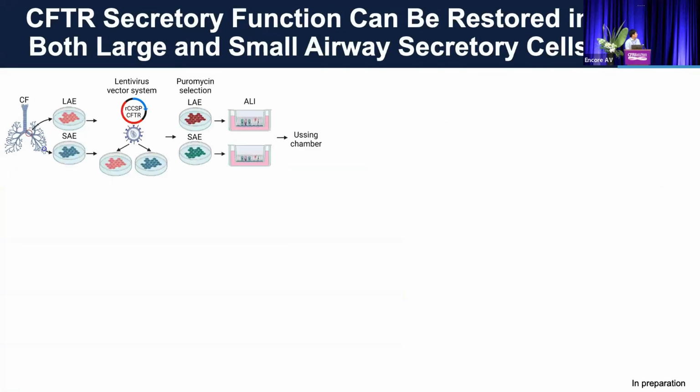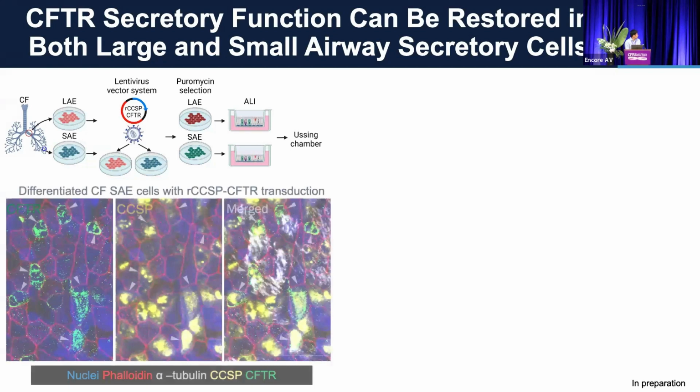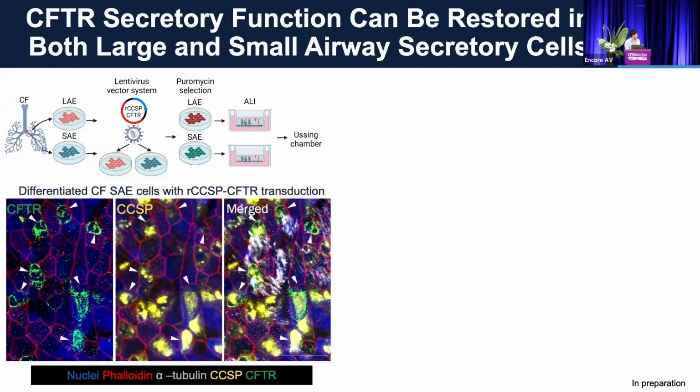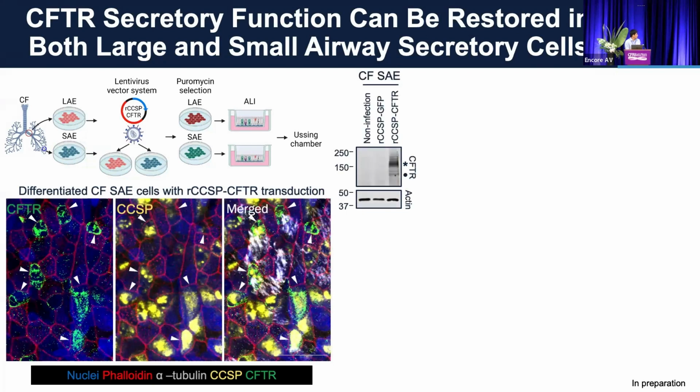And further, to make sure that secretory cells are capable of expressing functional CFTR, we replaced the GFP with wild type CFTR, and then infected CF large and small cell cultures with this lentivirus to selectively restore wild type CFTR protein in the secretory cells. Then again, the immunohistochemistry shows the co-localization of CFTR in the CCSP-positive cells, and these are non-ciliated cells. And then this rat CCSP promoter driving CFTR transduced cultures show wild type mature CFTR protein.